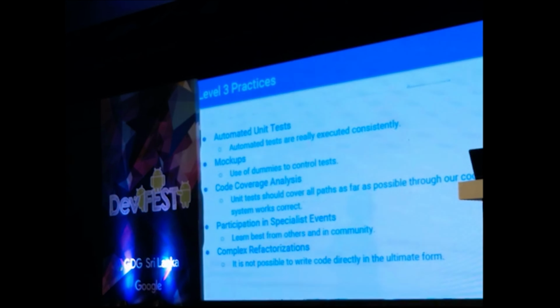And there are a couple of practices in level 3. First one is automated unit testing. Unit testing could be automated. Secondly, mockups. That means you need to create mock objects to do testing. And code coverage analysis. That means you need to ensure how much of the coding in your system your unit test cases cover. Coding in the sense of how many flows in the system. And then participation in specialist events, to get to know about the information. Finally, complex refactorizations. As I said, in level 3 refactoring patterns are there, so you can use complex patterns.